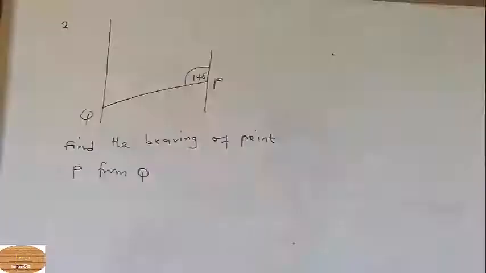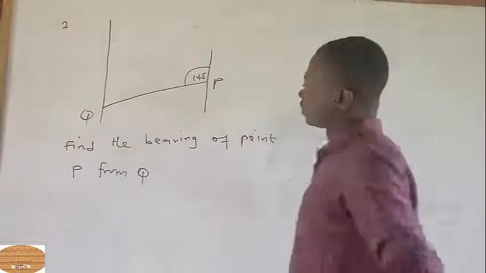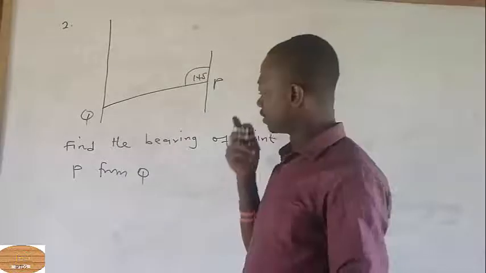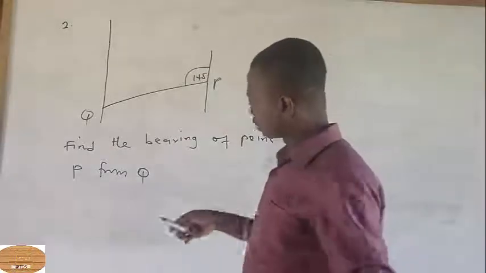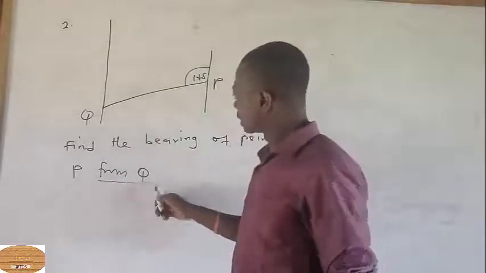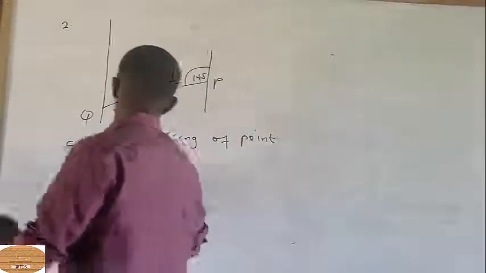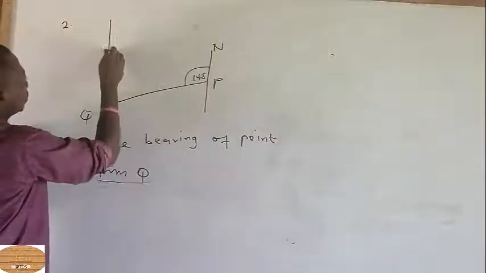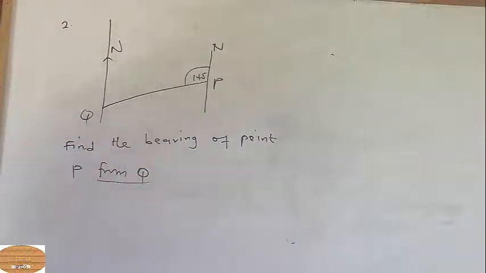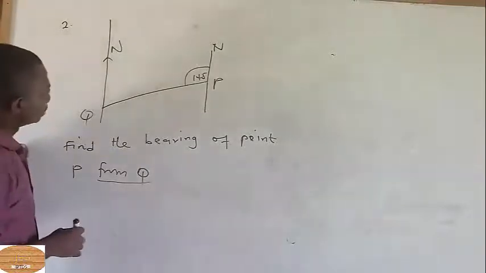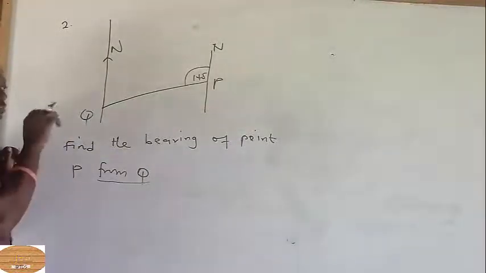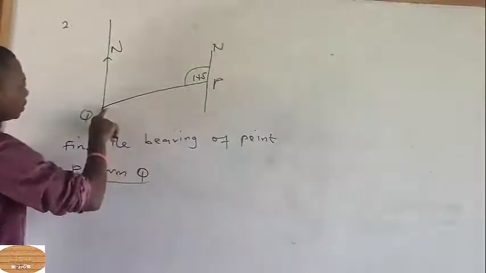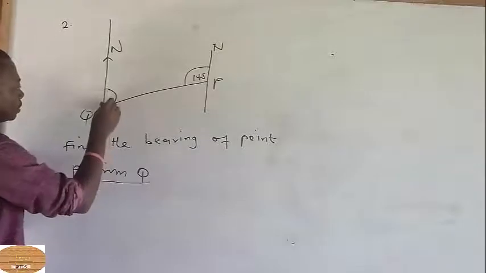Alright, so this was example 2. We are going to find the bearing of point P from Q. Always understand this one: from Q means that Q is our starting point. So let's locate our north. This is our north here. Now we start from the north, then rotate clockwise to join the line of P.